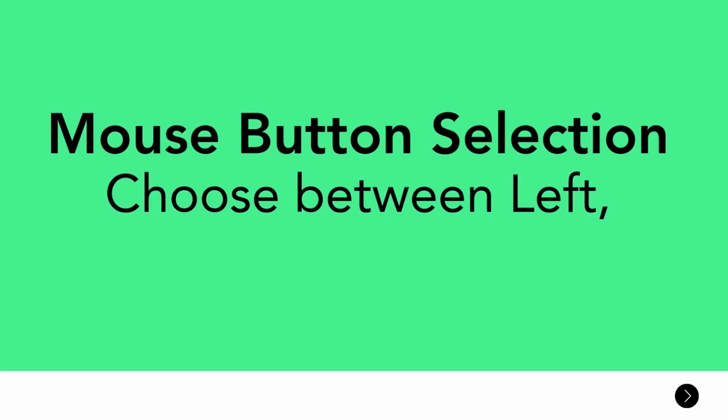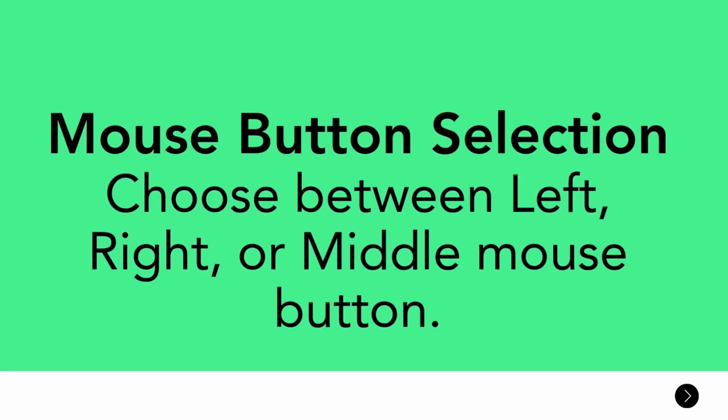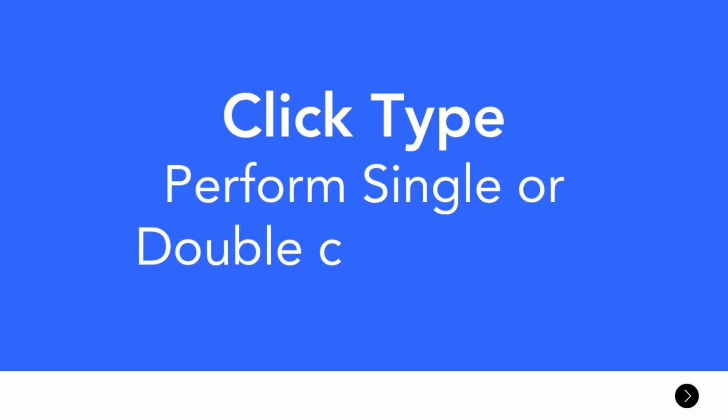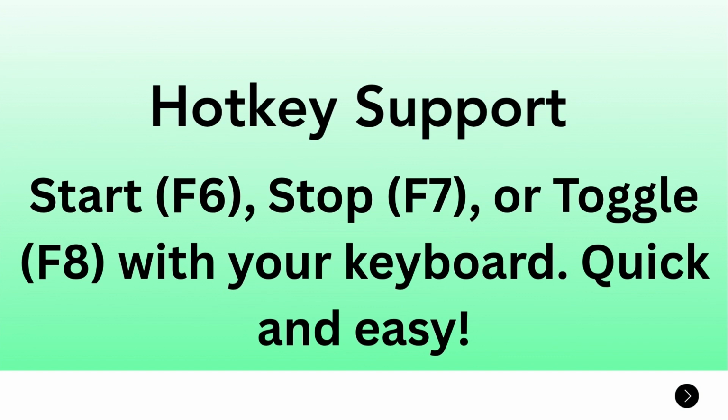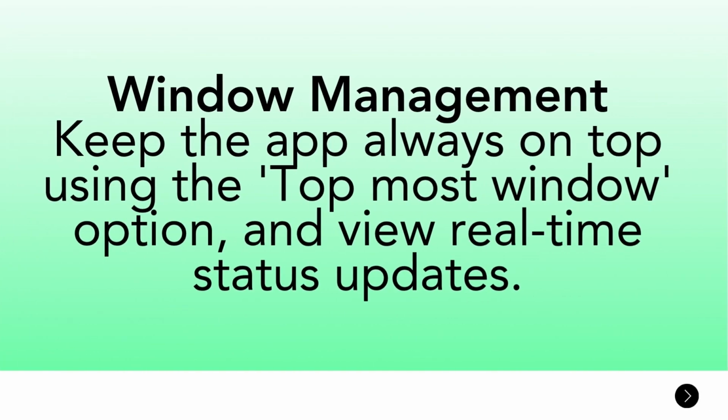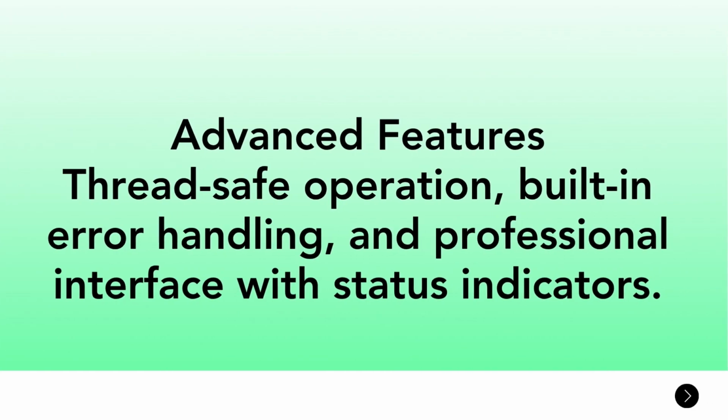Mouse button selection. Choose between left, right, or middle mouse button. Click type. Perform single or double clicks as per your need. Hotkey support. Start F6, stop F7, or toggle F8 with your keyboard. Quick and easy. Window management. Keep the app always on top using the topmost window option and view real-time status updates. Advanced features. Thread-safe operation, built-in error handling, and professional interface with status indicators.